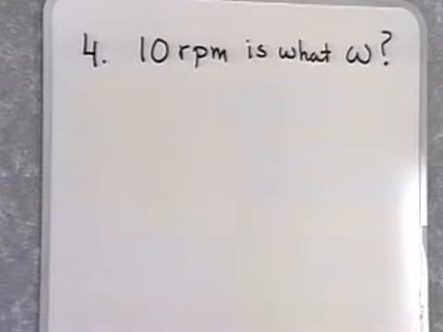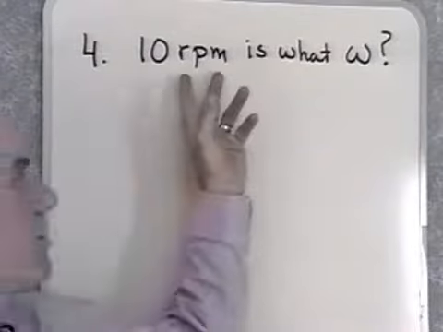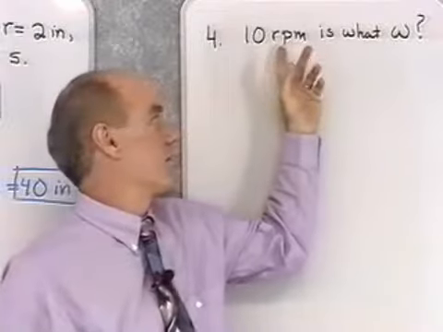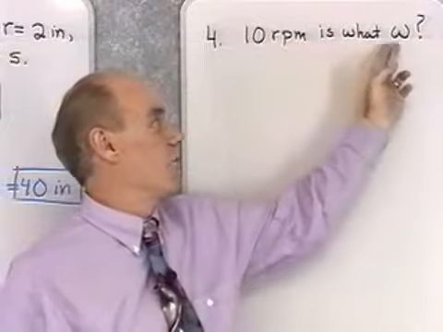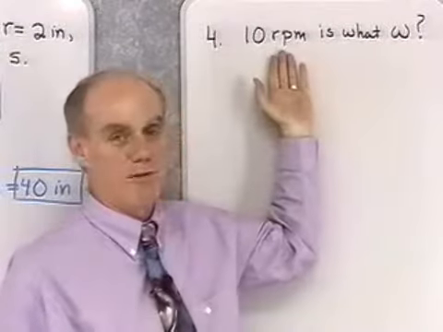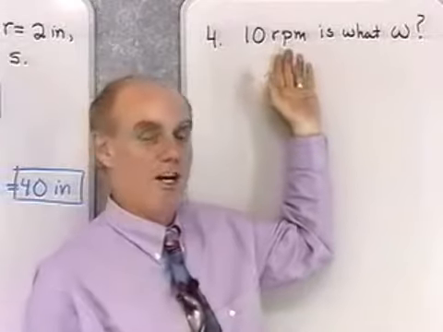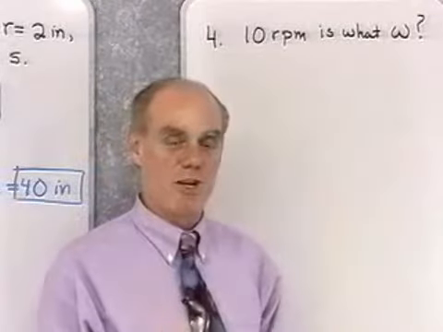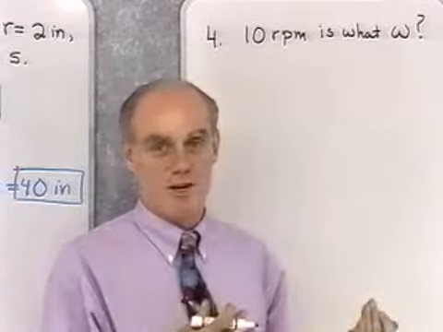10 RPMs is what omega? So by this I mean 10 revolutions per minute. What I have here, RPM stands for revolutions per minute, is what as an angular velocity, because a lot of problems in real life you see are given in terms of RPMs or revolutions per minute. So let's see how we can convert RPMs into angular velocity, and then use that. We could solve a lot of other problems.